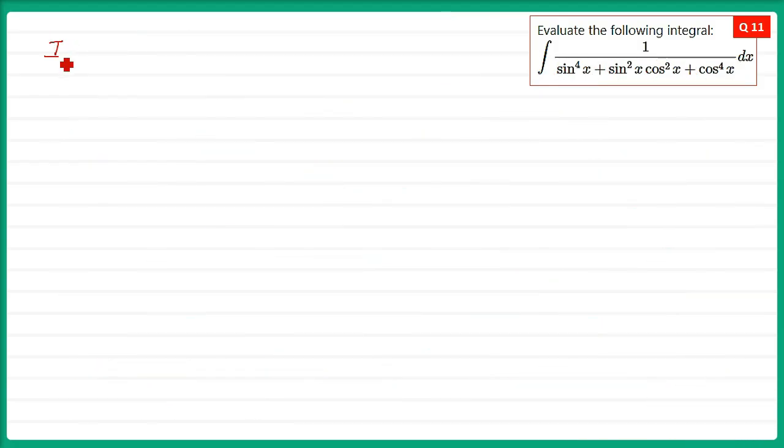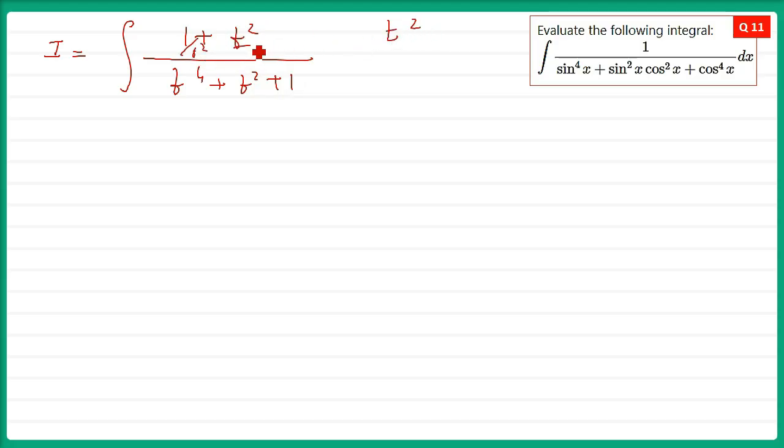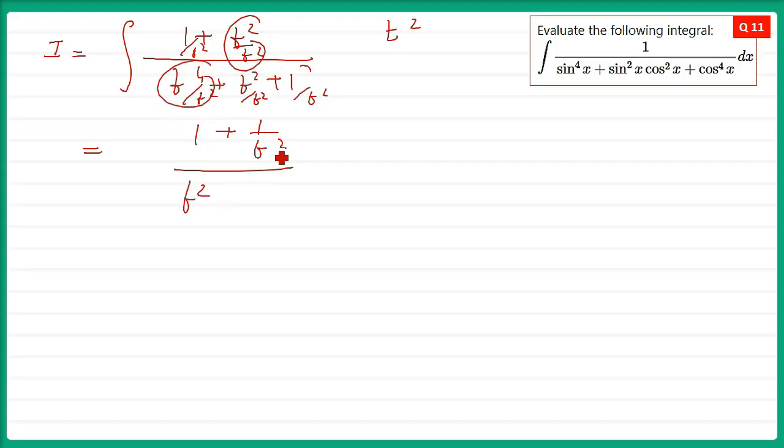Let me write it. So the integration, after all these transformations, simplifications and replacements, we have got 1 plus t square in the numerator. The denominator has become t raised 4 plus t square plus 1. Now put this t square in the denominator, that is, divide every term by t square. This is 1 by t square, and this will be t square first. The third term I'm taking as the second, so 1 by t square. This t square by t square remains as 1.